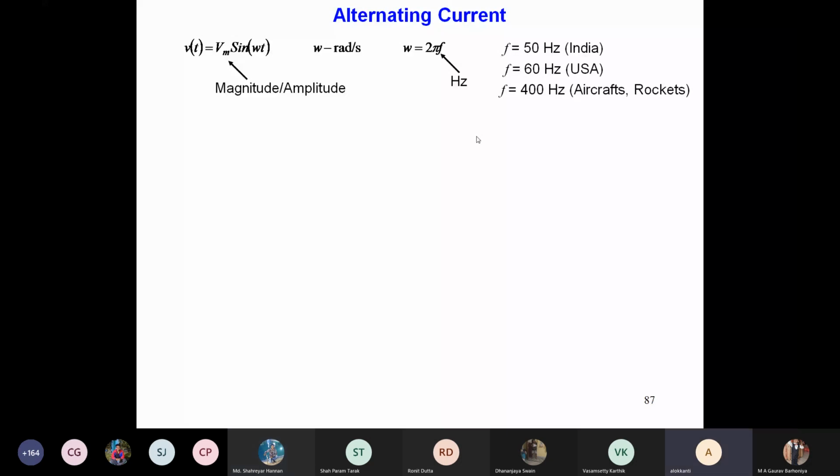No, we are not going to change the frequency, because in India the frequency has to be the same throughout India. It is 50 hertz, and the frequency will not change. What actually happens is if the frequency changes, the size of the equipment comes down.